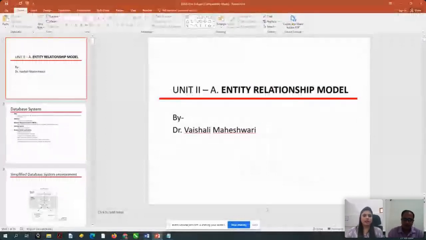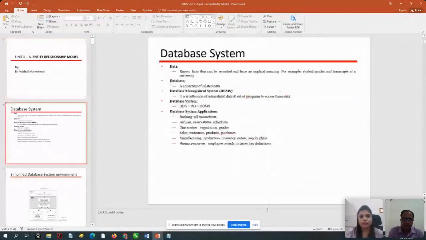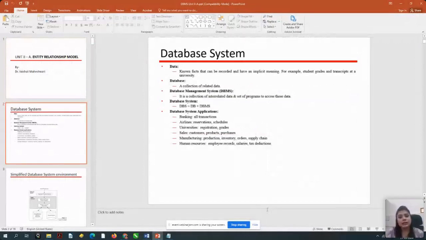So basically today we are going to have a brief overview of the entity relationship model. First of all, as you have already studied, you know what data is. Data is basically the known facts that can be recorded, and a database is a collection of related data, and DBMS is a collection of that interrelated data and a set of programs to access those data.